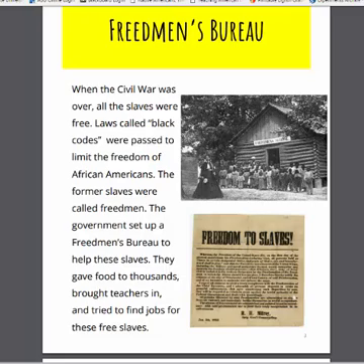We had the Freedmen's Bureau at this time, where there were many laws that were passed to limit freedoms to African Americans, and the former slaves were called freedmen, hence the Freedmen's Bureau. And the government set up this agency to help out these people who had been formerly slaves. And they gave them foods, they brought in teachers, they found them jobs, helped to get people back on their feet.